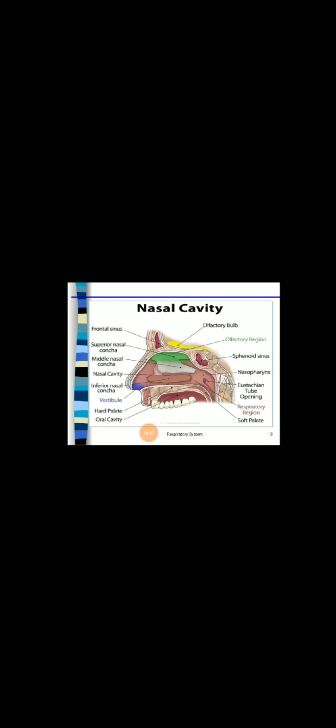The nasal cavity is entered anteriorly through the nares, then posteriorly into the nasopharynx through the choanae. As shown in the diagram, the nasal cavity is divided into 2 parts, the olfactory region and the respiratory region, and it opens into the nasopharynx, with different types of concha: superior nasal concha, middle nasal concha and inferior nasal concha.